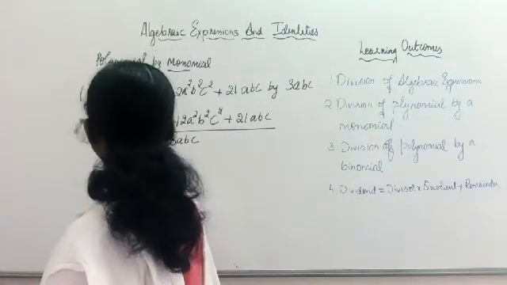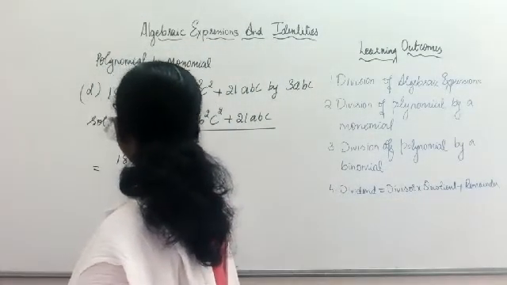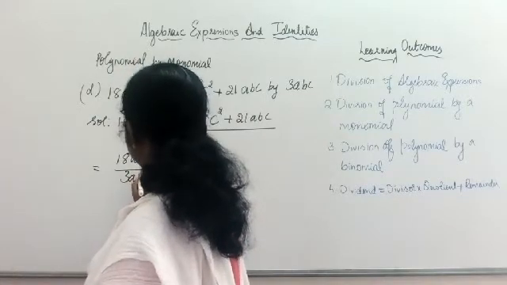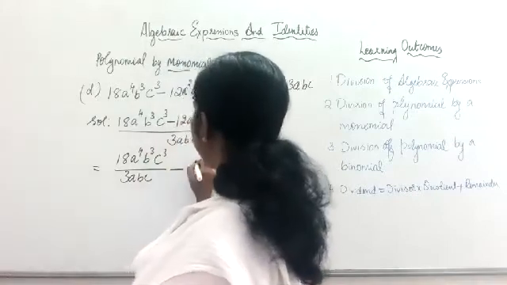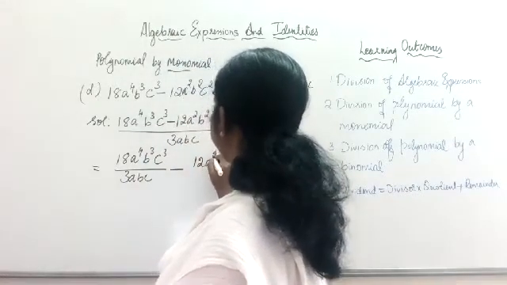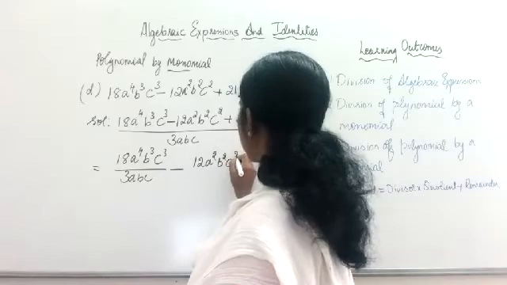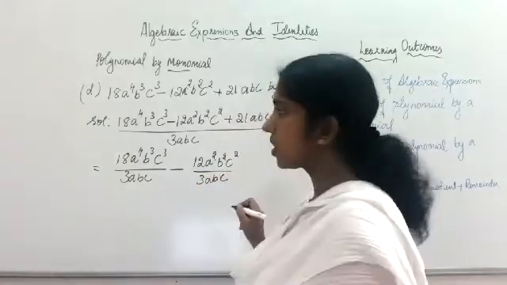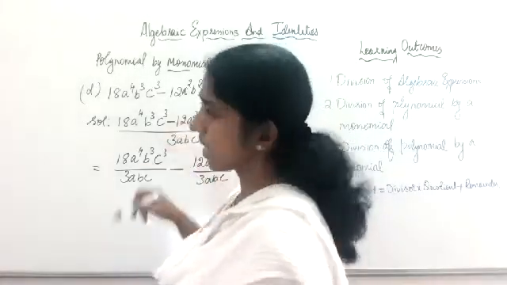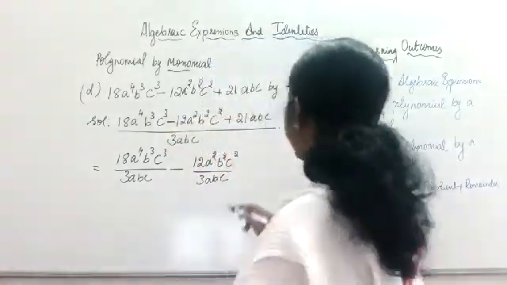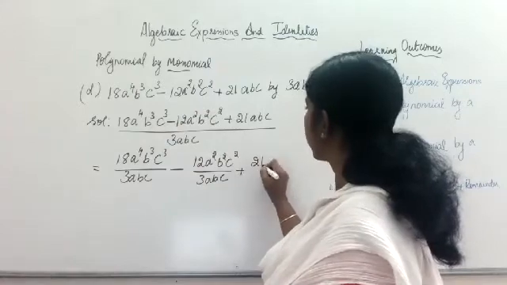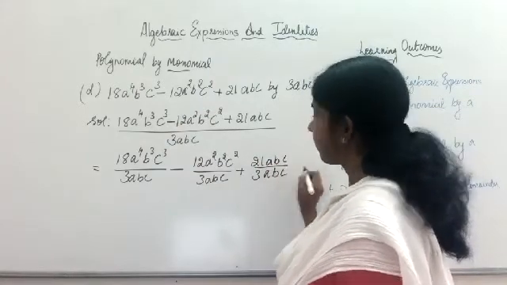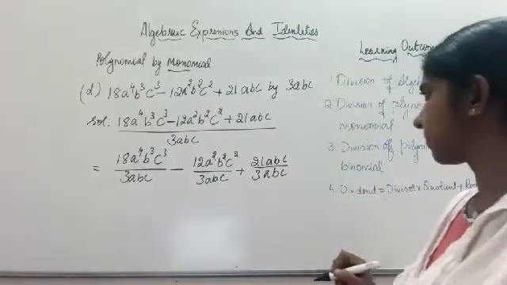So this will be how much? First one will be 18a to the power 4, b to the power 3, c to the power 3 divided by 3abc. Then this minus sign comes, 12a squared, b squared, c squared divided by, again, 3abc. So it doesn't mean that you have to cancel the c and c. Wrong. It's not that way. So plus 7bc divided by 3abc. Okay.